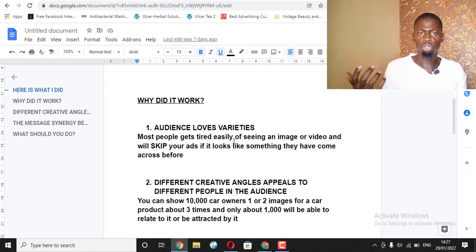People want to see different angles, different views, different images, different videos. Showing them the same thing all over again from something they've been seeing since last week, and you show them again this week, and maybe next week, is definitely going to get them bored. They would not even be interested in clicking on your adverts again.